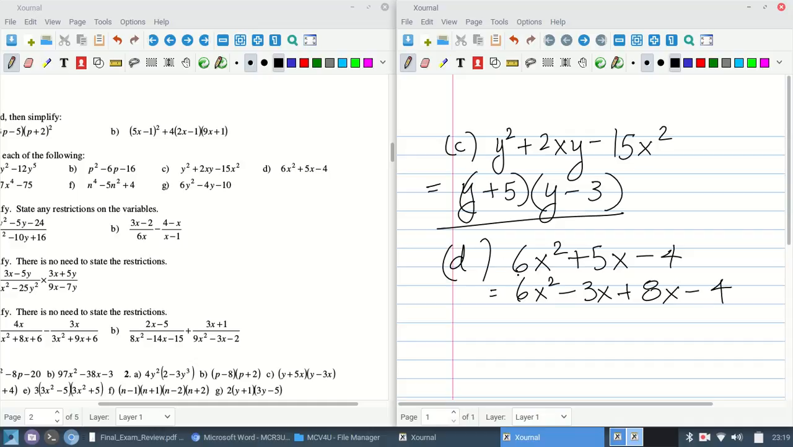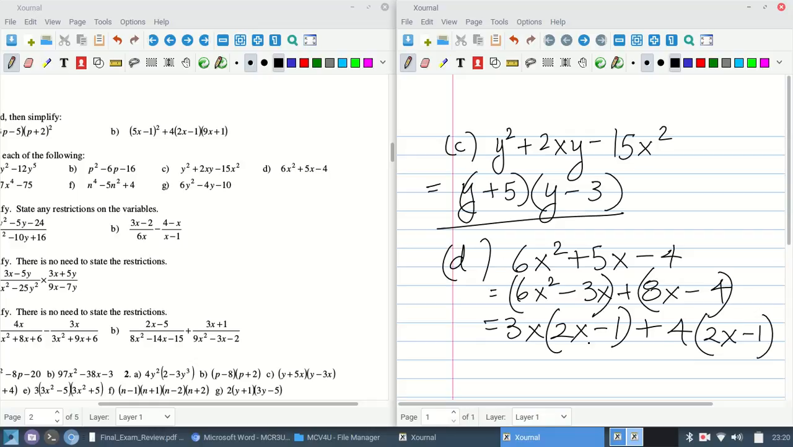Now the way I finish this off is I put 2 sets of brackets, and I factor out 3x out of the first term. If I factor out 3x, this takes on a 2x, this takes on minus 1. Now I factor out 4, because that's all I can do, and I get 2x minus 1. Now notice, this factor and this factor have to be the same. Have to. If they're different, you've made a mistake. So take out 2x minus 1, and what I've got left is 3x plus 4. And that is my final answer.